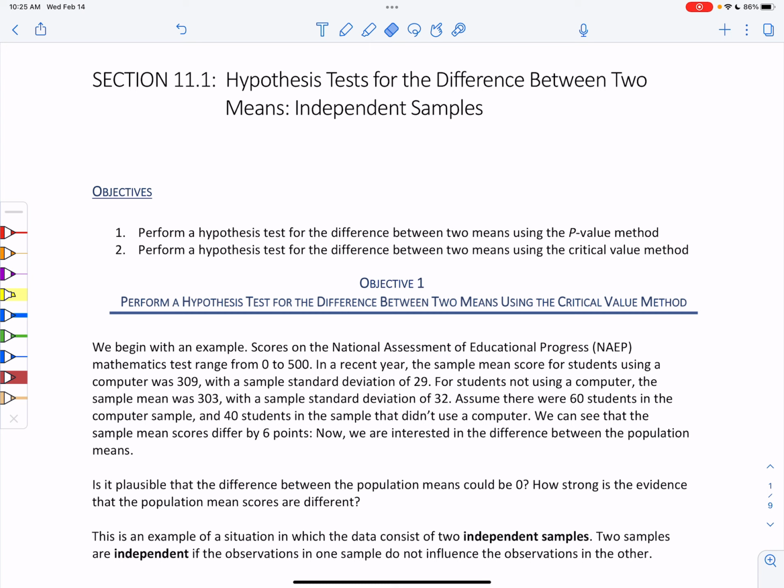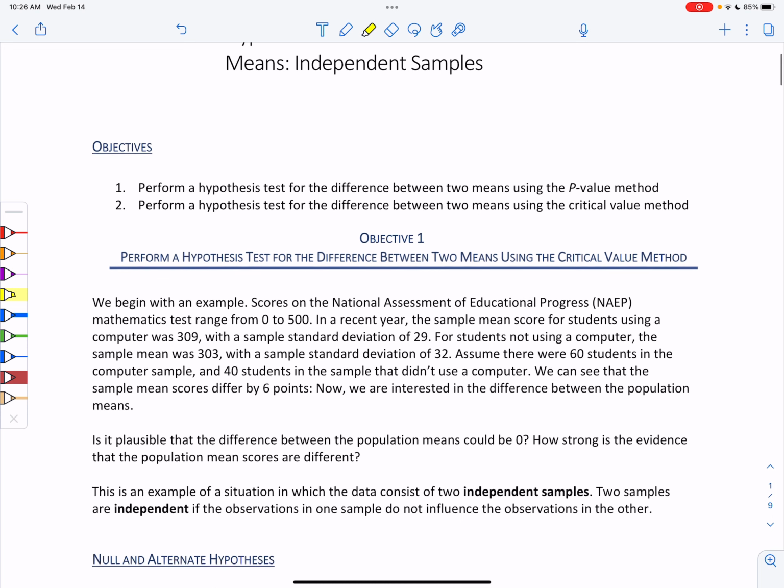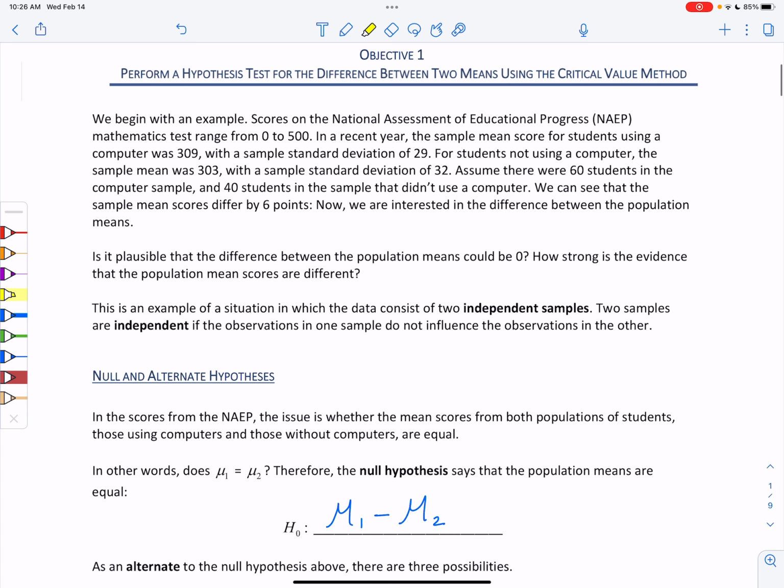Okay, so again, confidence intervals estimate the actual difference between the two groups. Hypothesis tests look to see whether there is a difference or not. So the first example that we're going to be looking at here, we have scores on a national assessment, ranging from 0 to 500, and we have information about two groups. All right, we have students using a computer.